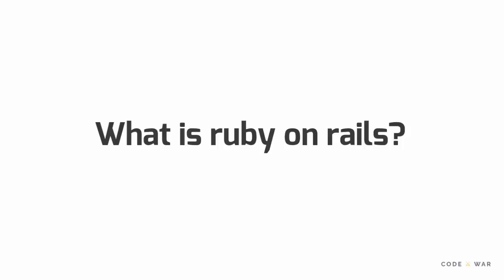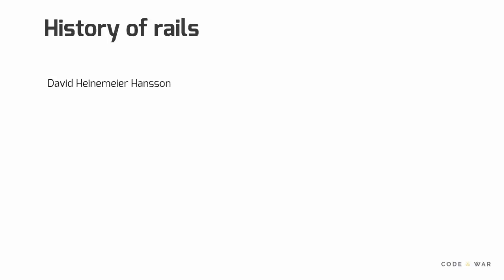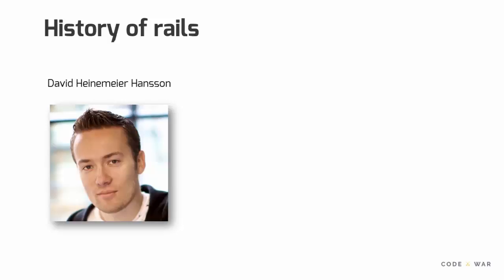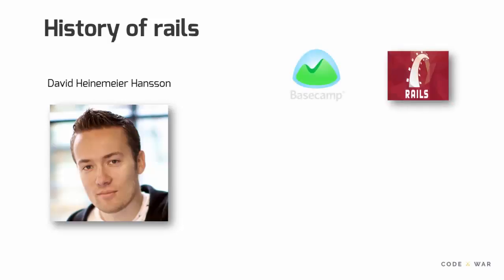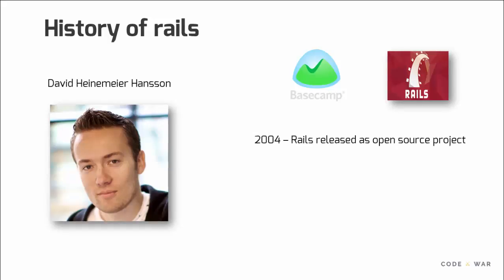Let's take a look at the history of Ruby on Rails. It was actually created by David Heinemeier Hansen. He worked with a company called Basecamp, and he developed Ruby on Rails for this company, Basecamp. And he extracted the source and released it as an open source project in 2004.